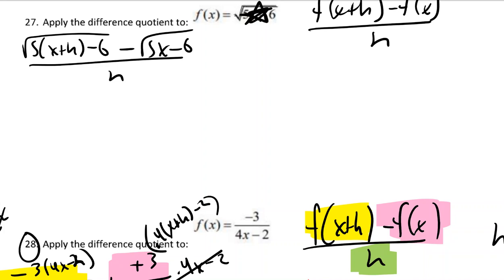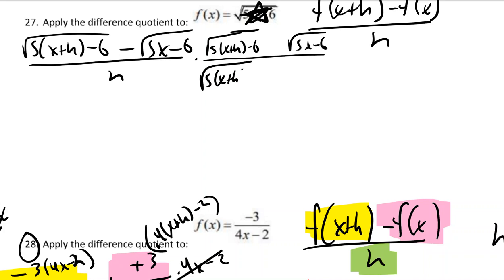You have to know what that next step is on this question type, and that is to multiply the top and the bottom by the same thing, and that thing needs to be the conjugate of the numerator. So that middle sign needs to change from a minus to a plus.